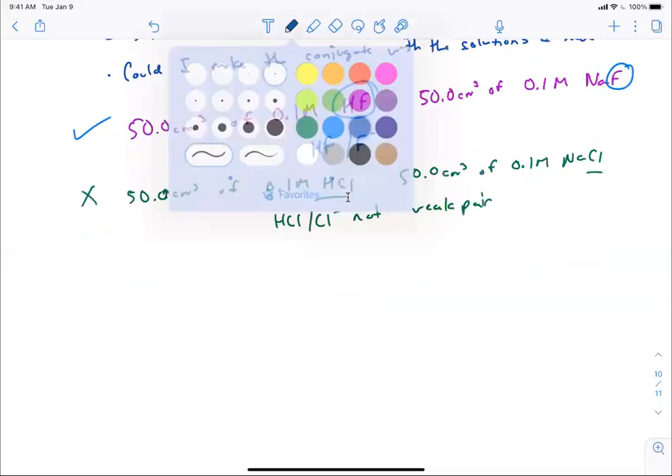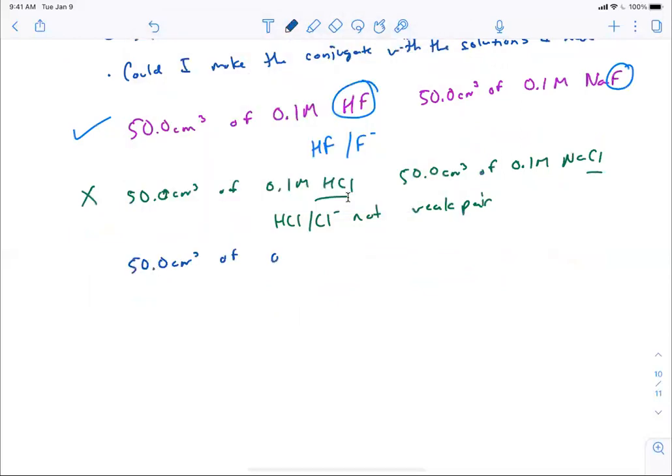And they could even have something like 50 centimeters cubed of 0.1 molar NH3 and 50 centimeters cubed of 0.1 molar, I don't know, CH3COOH. Okay. Well, you have a weak acid and a weak base, but they're not conjugate pairs of each other. So that doesn't work as well.